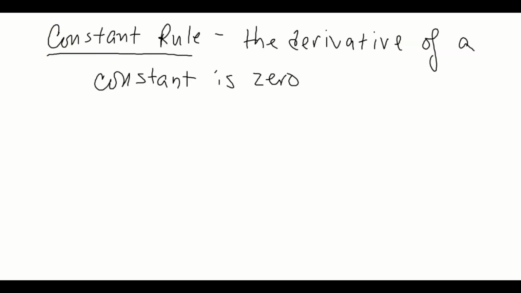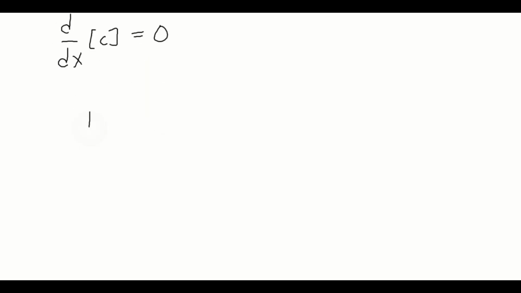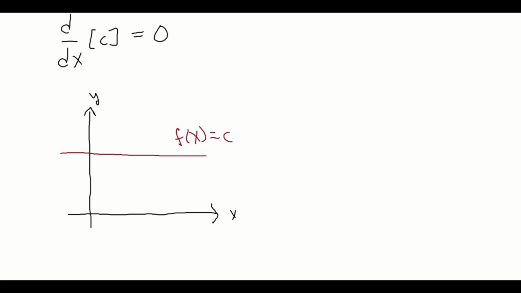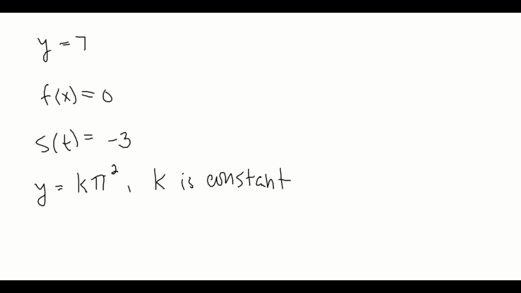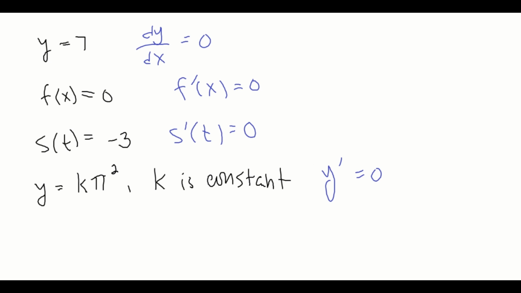Let's start with the constant rule, which states that the derivative of a constant is 0. We're basically saying the slope of a horizontal line is 0. Try these examples using the constant rule. All these functions are constant, so the derivative of each of these functions is 0.